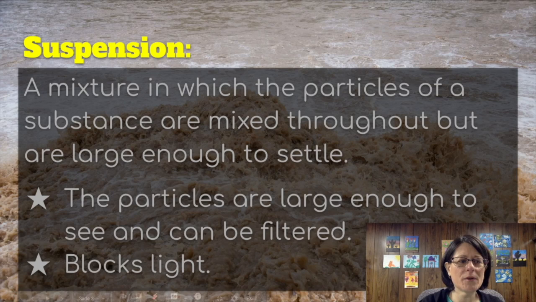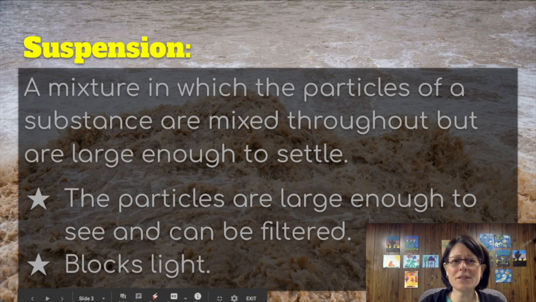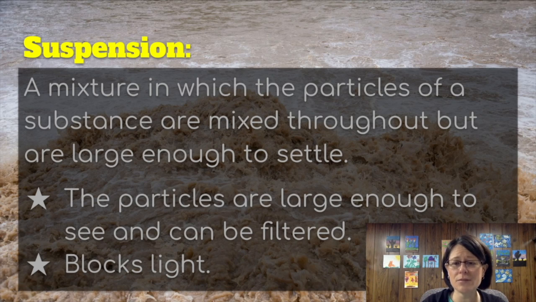So the first type of heterogeneous mixture we're going to talk about is a suspension. This is a mixture in which the particles of a substance are mixed throughout but are large enough to settle. An example of this would be the muddy water in the background of this slide. Once that water is not moving so quickly, when it's calmer, the particles of sand and clay will settle out to the bottom and the water on top will be clear. So if this was not moving as quickly, it would settle.